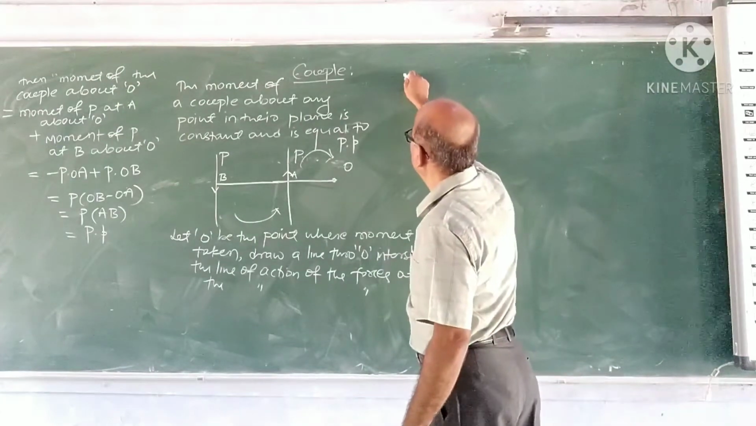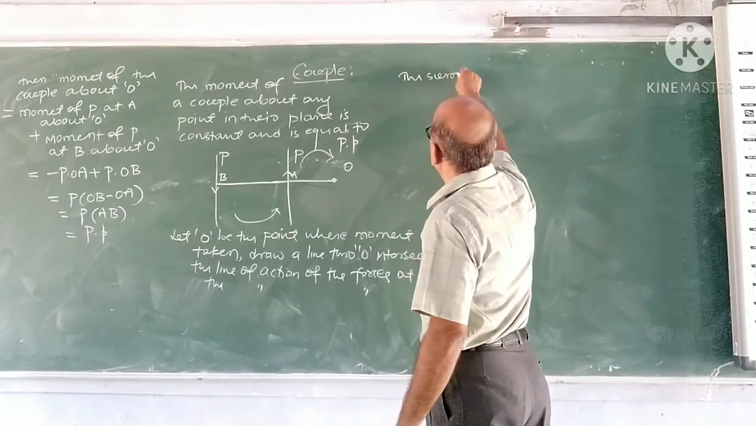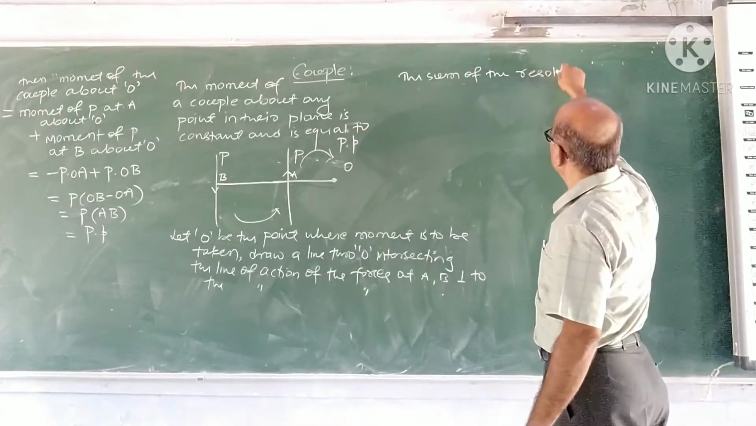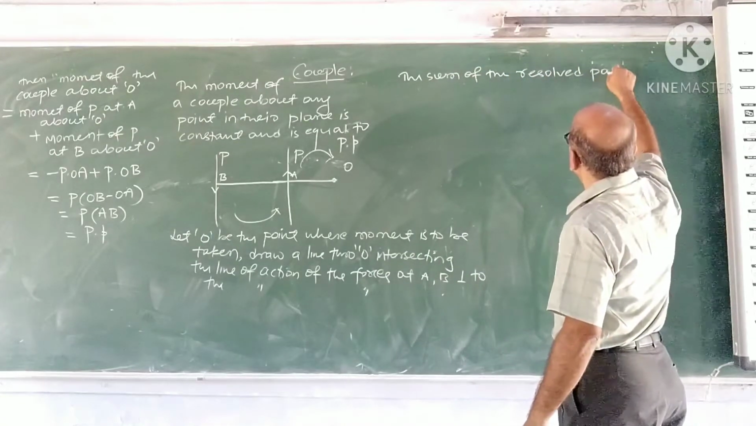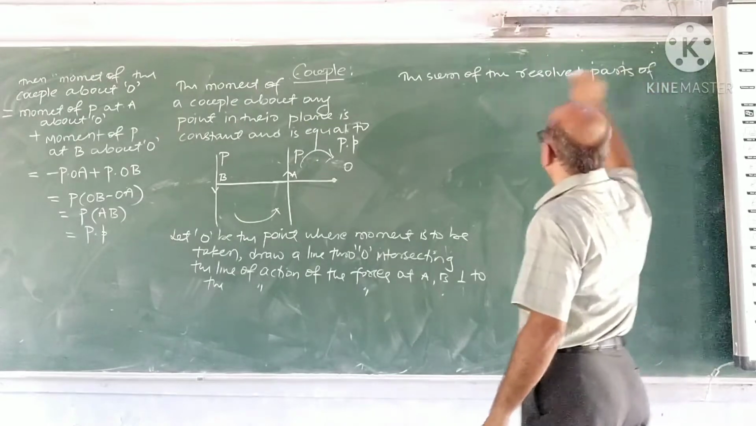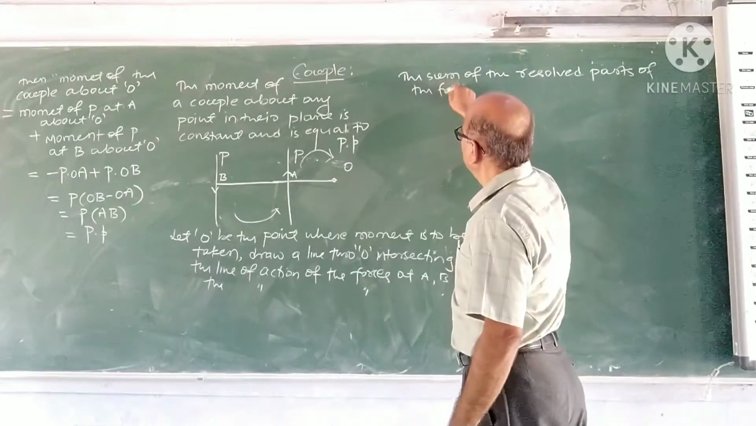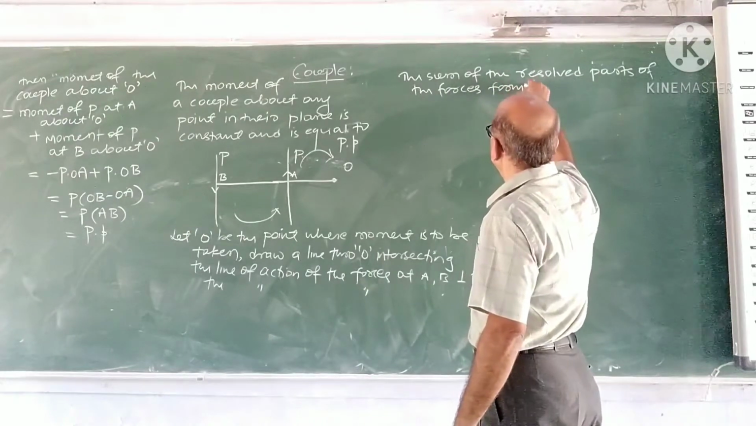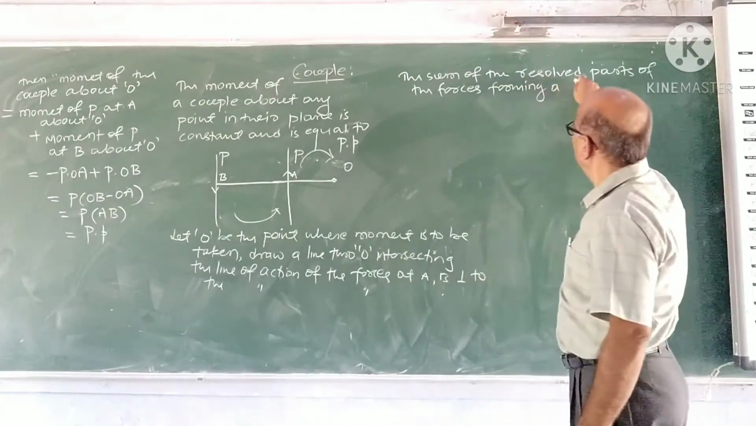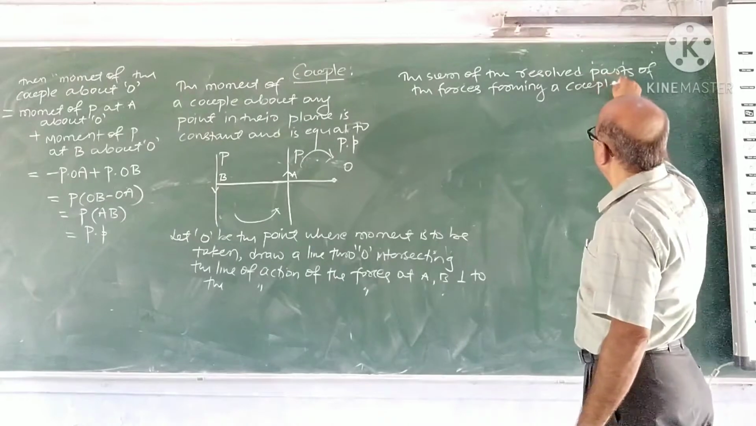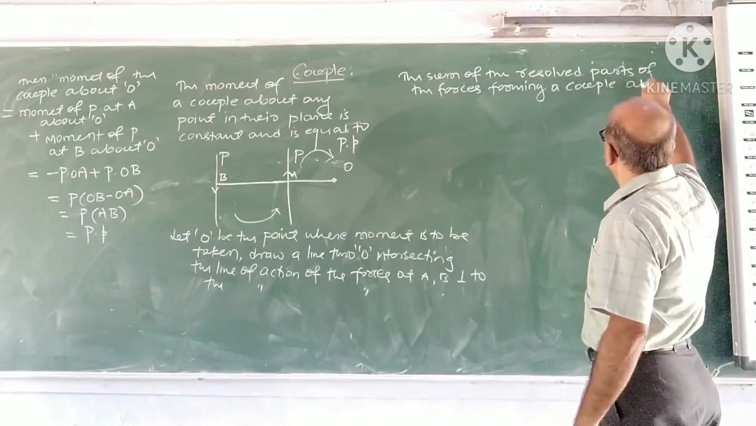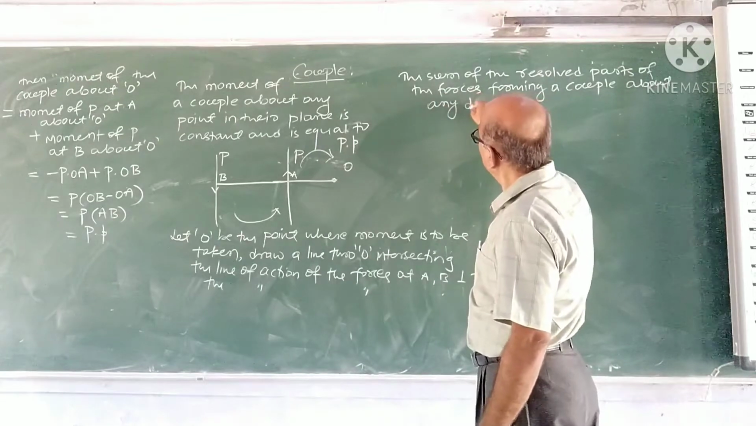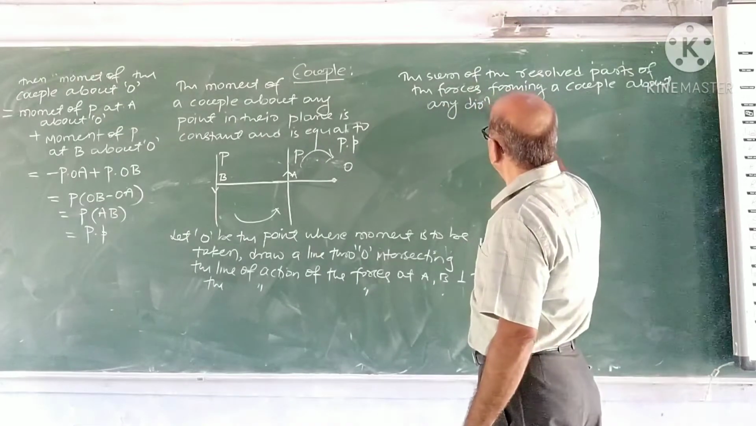Next is the sum of the resolved parts. Sum of the resolved parts of the forces forming a couple about any direction is 0.